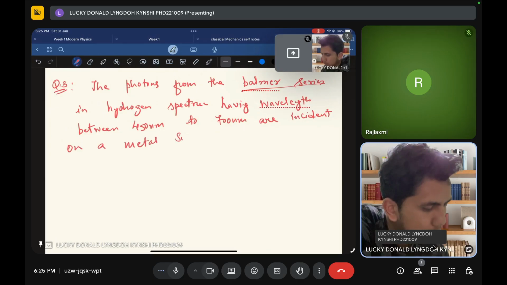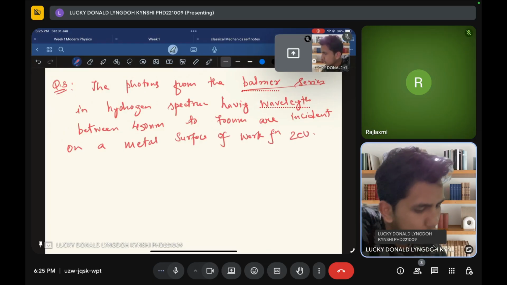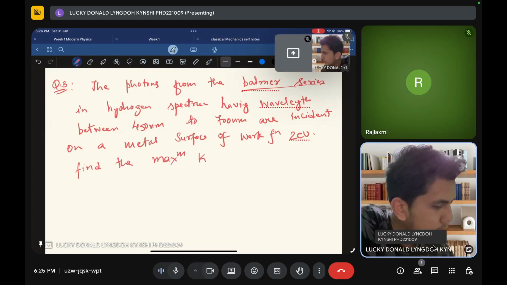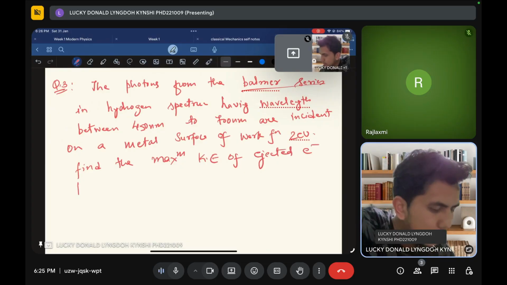The metal surface of work function 2 electron volt. Find the maximum kinetic energy of ejected electron. Given hc is already given to you, 1242 electron volt nanometer.